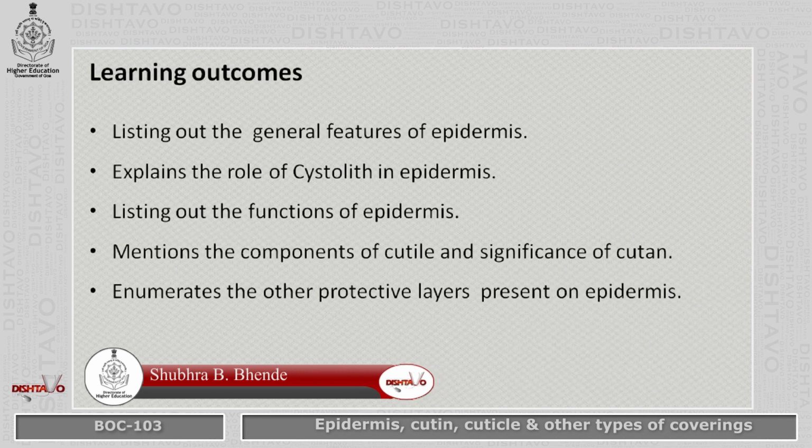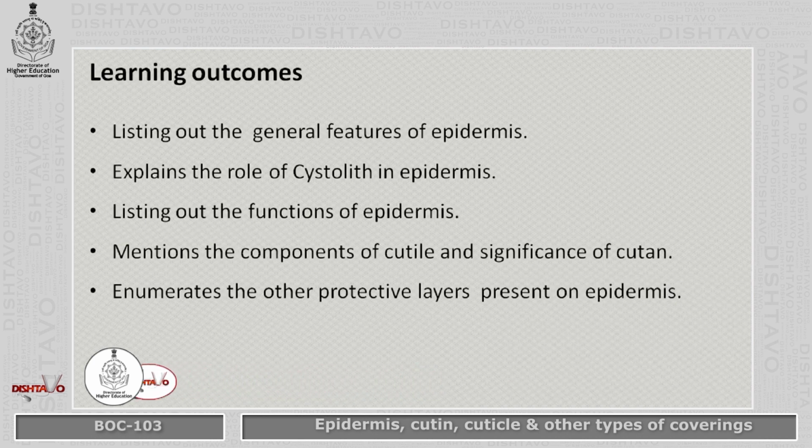Learning outcomes. Following things, that is listing out the general features of plants. This is a very important topic. Then listing out the functions of epidermis, the general functions and the protective functions of epidermis. Next, mention the components of cuticle and the significance of cutin. Cutin is one of the very important parts in cuticle. Next is the other protective layers present on epidermis. Apart from the epidermis, which functions as a protective layer, there are other structures which have the same function but in a different way.